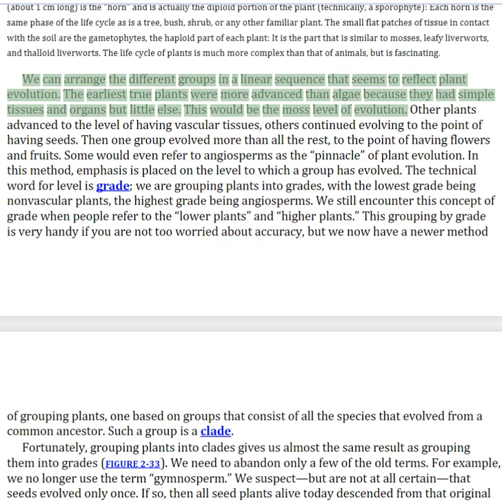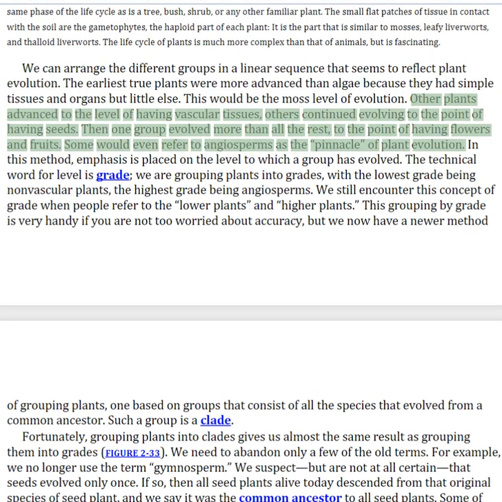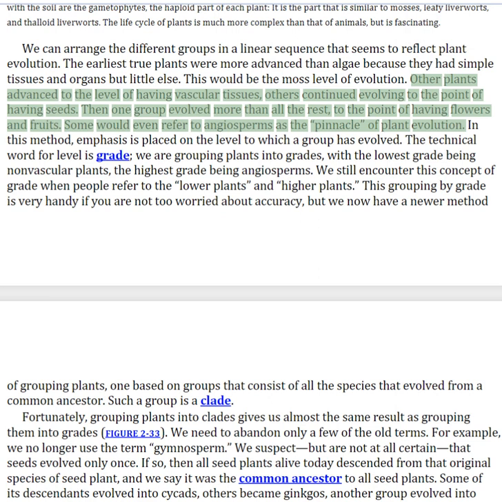The earliest true plants were more advanced than algae because they had simple tissues and organs but little else. This would be the moss level of evolution. Other plants advanced to the level of having vascular tissues, others continued evolving to the point of having seeds. Then one group evolved more than all the rest, to the point of having flowers and fruits. Some would even refer to angiosperms as the pinnacle of plant evolution.